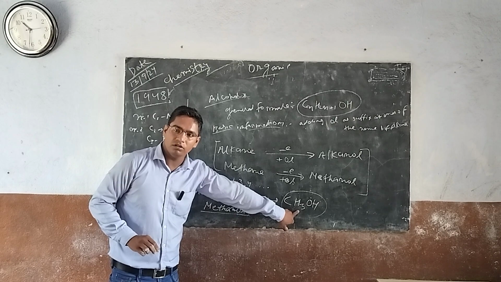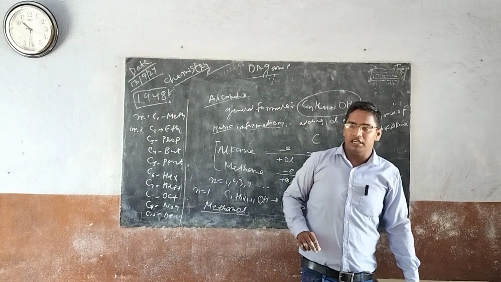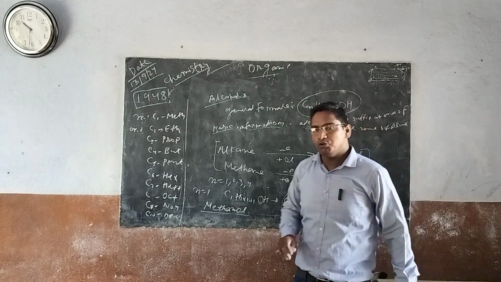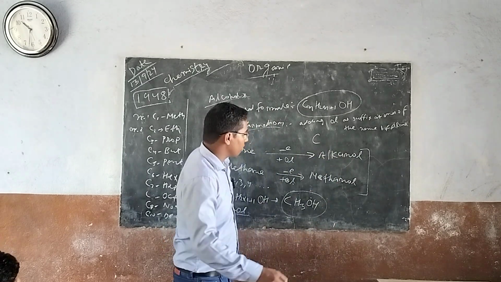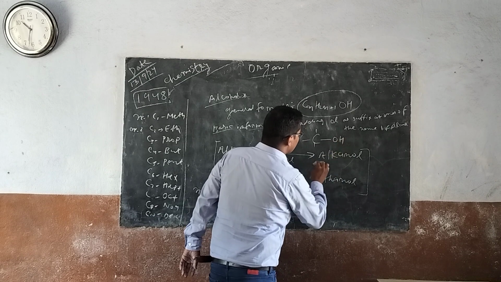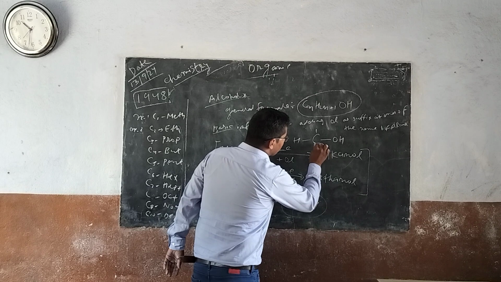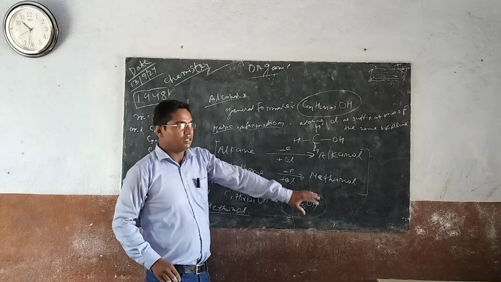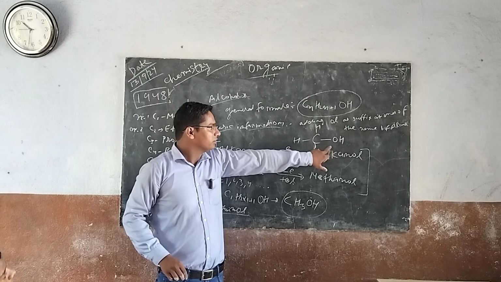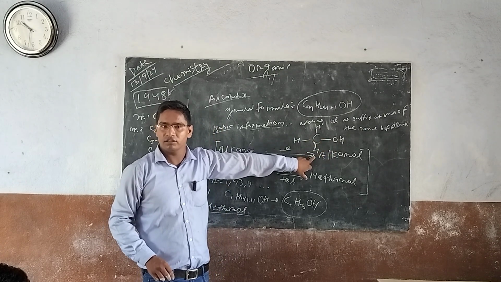Now the structure. While making a structure using different kinds of functional groups, first we have to use the functional group. So first we take all the bonds and use OH. Now we fill all the bonds with hydrogen atoms. This is the structure of methanol, CH3OH.